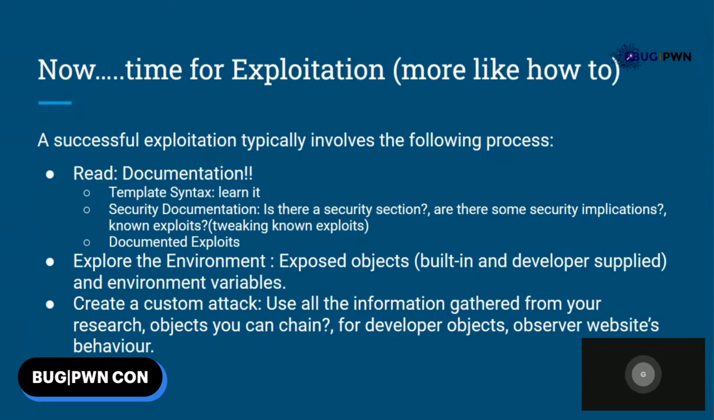Next is to create a custom attack. Using all the information we've gathered from our research, that is, from reading documentations and understanding the template syntax, security documentations, documented exploits, and also by exploring the environment, we can chain all of these together. That is, use the information gathered and see if we can create a custom attack in order to exploit the template engine. From the information we've gathered, we're going to see if we have certain objects that we can chain together, either developer or built-in objects, in order to help us exploit the template engine or the web application.